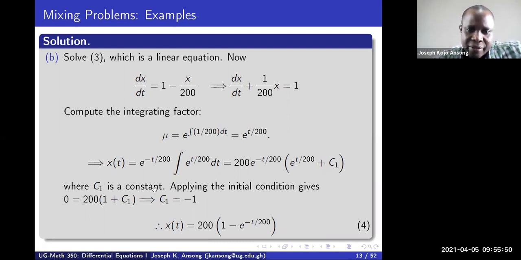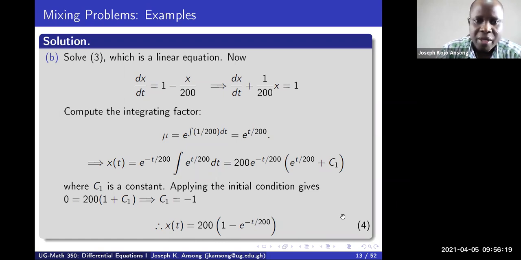Now C1 here is a constant, so use the initial condition. When t is 0, x is 0. When you do that, you're going to get C1, the constant, to be -1. So you plug it in here and then multiply through and you get this expression. So you know X. X is the amount of substance in the tank at each time. So we have solved for X. So that's one of the questions. So this is what you actually want. Once you have this, then it's easy to solve the other problem.